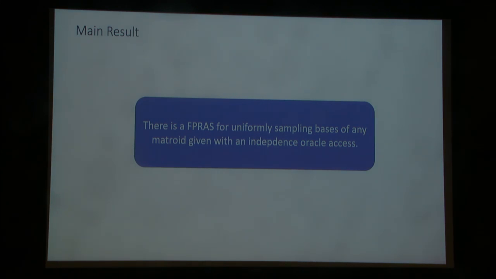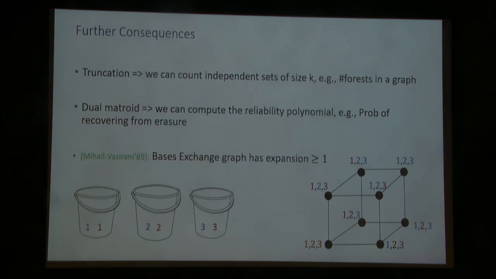Okay, so before telling you about proof ideas, let me tell you some direct implications. The first implication is that not only can you count bases, you can count independent sets of any matroid. How? Just by truncation. If my matroid has rank R and I truncate it to K, now bases will be all independent sets of size K, so I can count them.